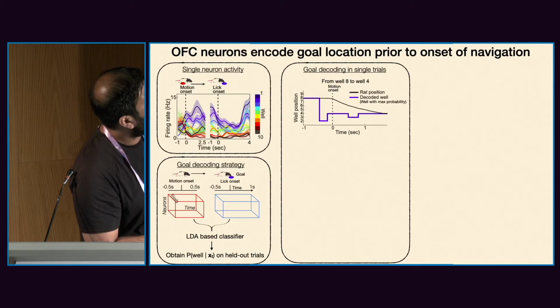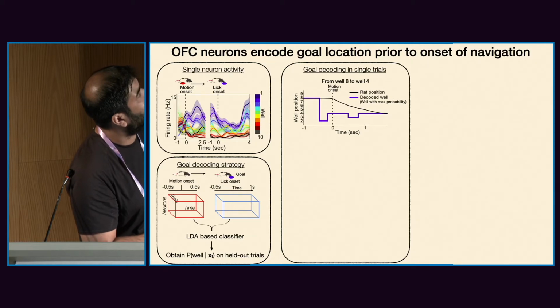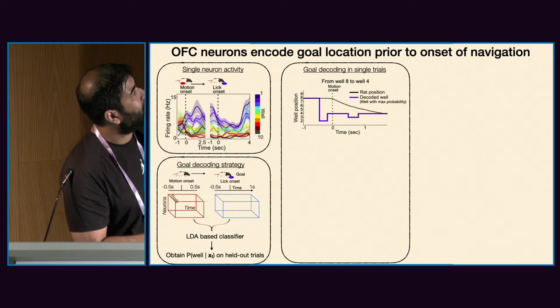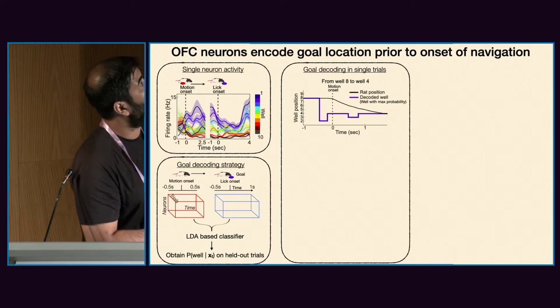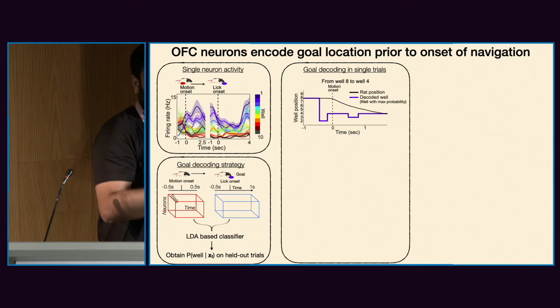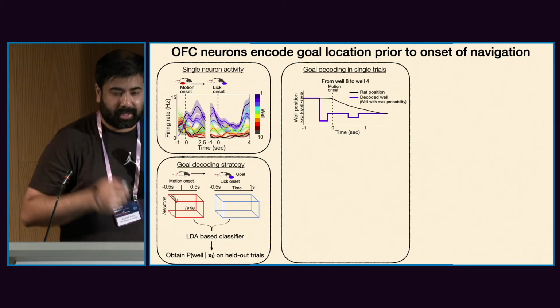And so before 0, the animal is at well 8. Here the animal is going from well 8 to well 4. Before 0, you can see that the animal is at well 8, then it starts running and eventually reaches well 4, right? However, if you look at the decoded well from the OFC population activity, at first it's well 8, then it switches to well 4 and stays there. And what's important is that the switch happens even when the animal is located at well 8, right? So this is representing the future location when the animal is somewhere else.